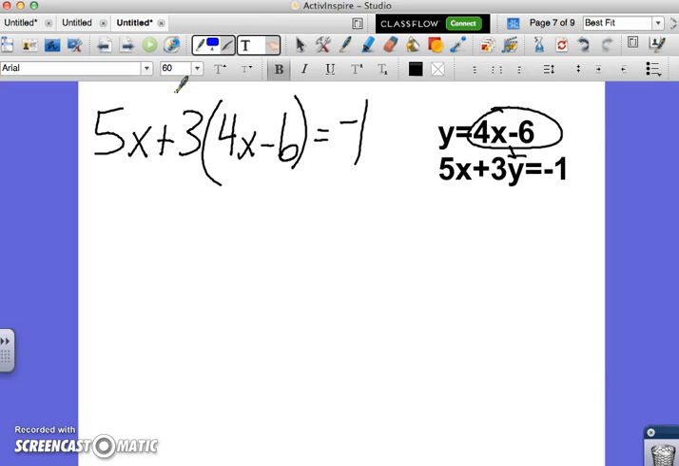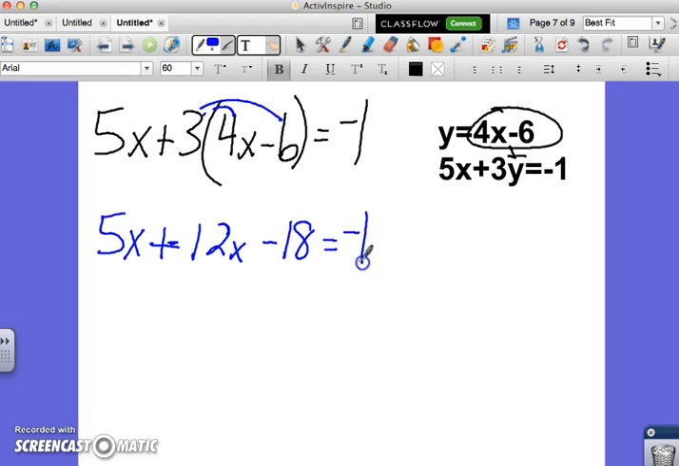Right now I've got 3 times y here, so I've got to do a little distributive property right here. A little distributing. We'll take care of that. So let's see, 5x plus 3 times 4x, that's 12x, minus 3 times 6, so we've got minus 18 equals -1.